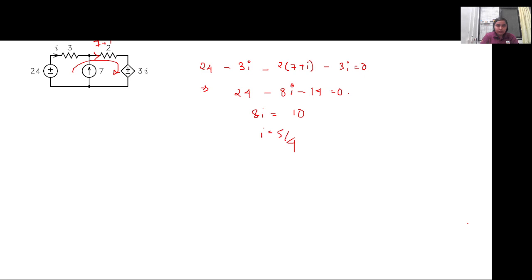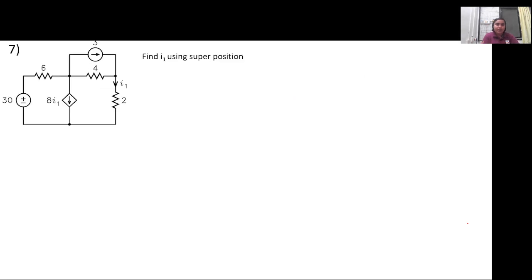So this is how we apply superposition theorem in these circuits. So for this circuit, can we use superposition theorem to solve it, since we solved the previous one? Let us do this one together. So first we will only use superposition theorem to solve this circuit. So first what we will consider, let us consider the 30 volt source.